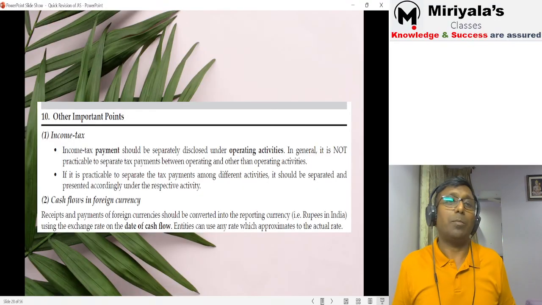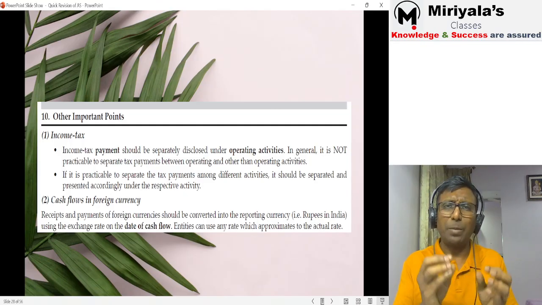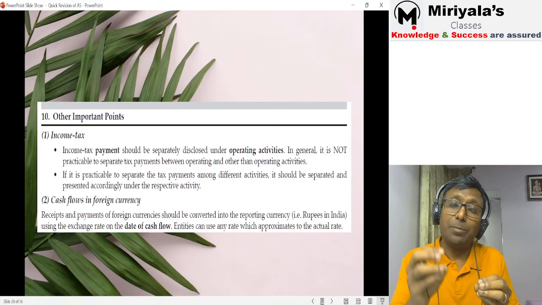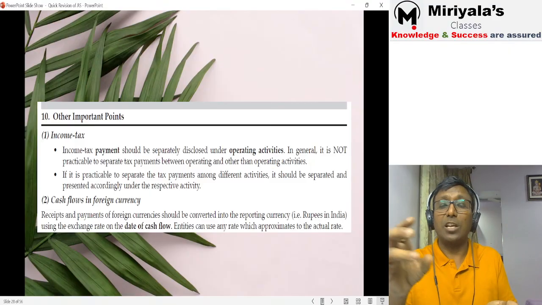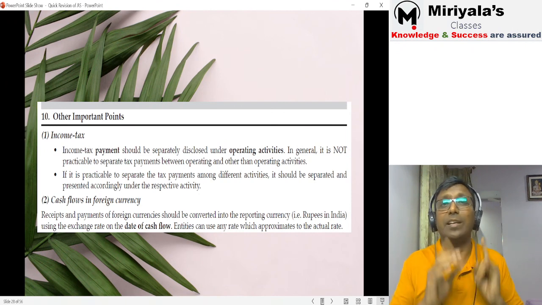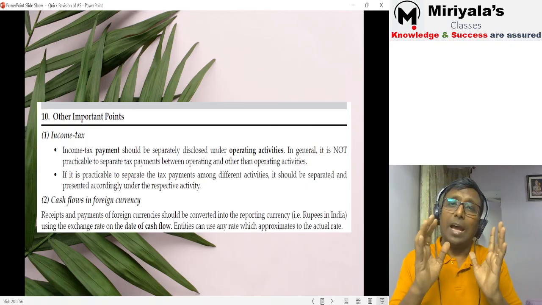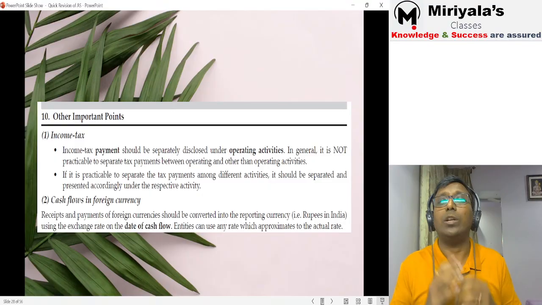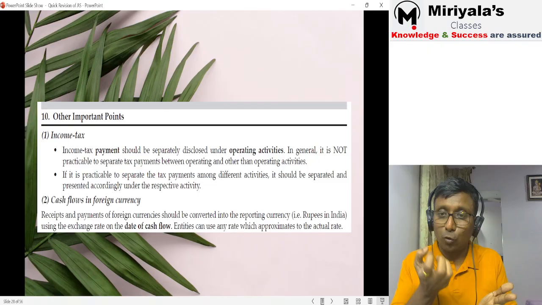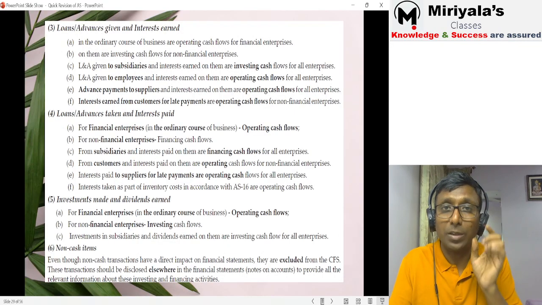Some of the important points I would like to cover. Income taxes: income tax payment is generally considered as an operating activity unless specifically mentioned. A capital gain from sale of land, a fixed asset or investment should be taken as an investing activity only if it is said so. Otherwise it should be taken as an operating activity only. Cash flow in foreign currency: the rate on the date of transaction, the date on which the cash flow is received or paid, is supposed to be considered.